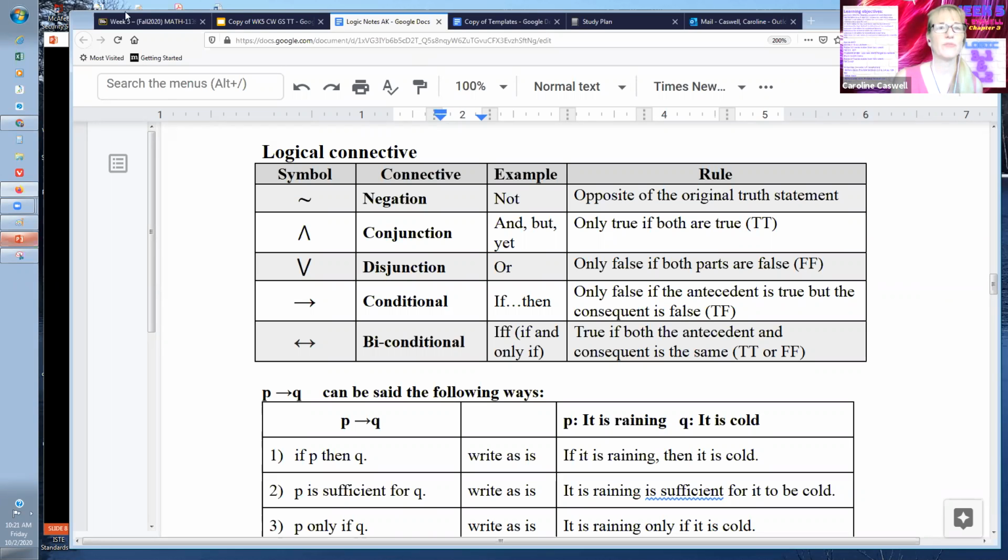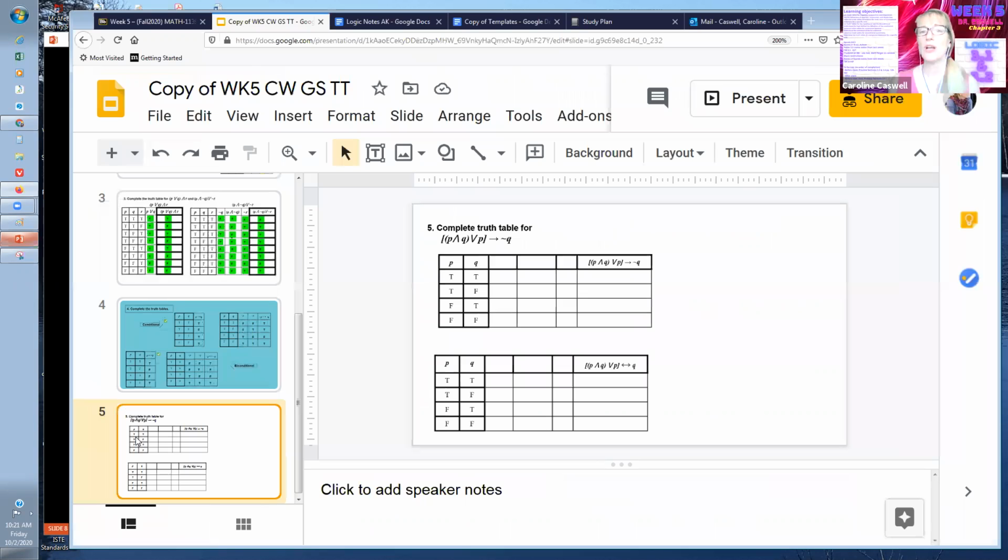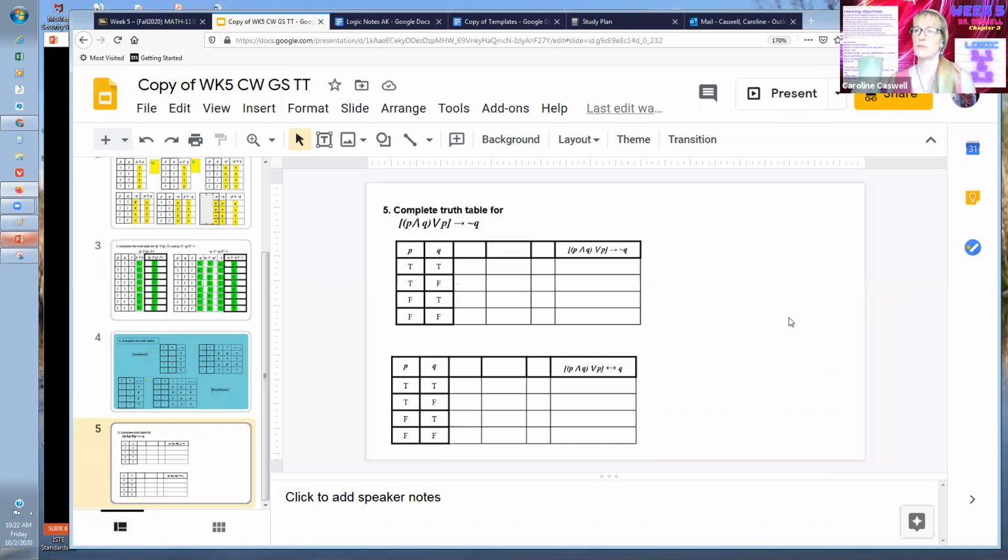So let's move on right now to number 5 on our Google slide. Now this one gets more complicated, and it's asking you for the result of these two-statement compound statements. See if I can get this a little bigger.